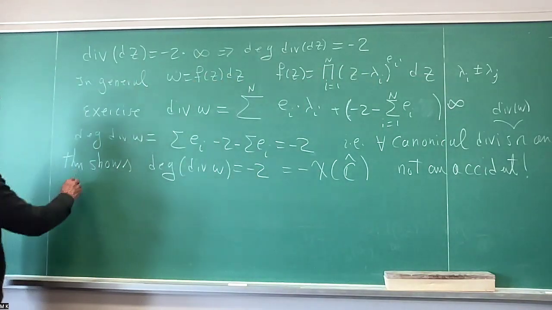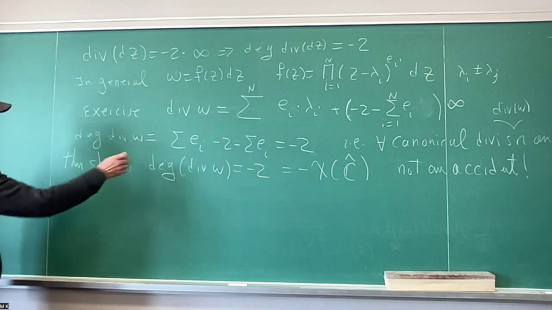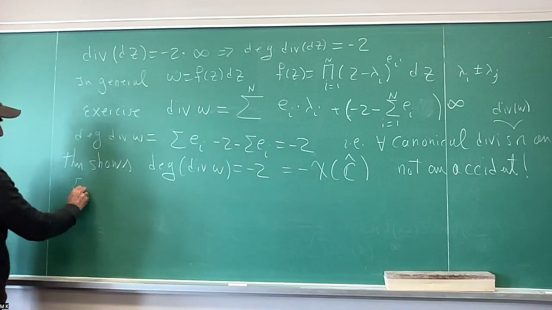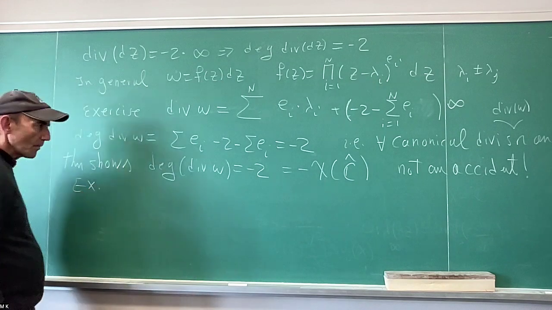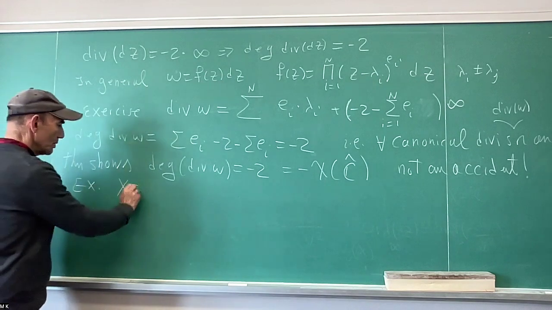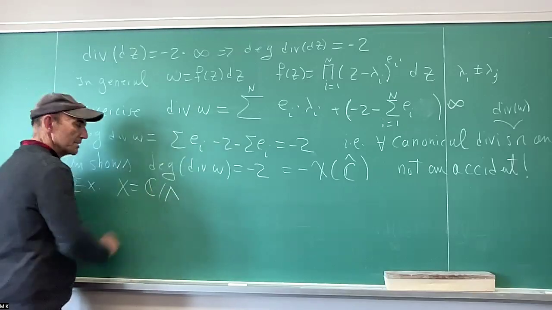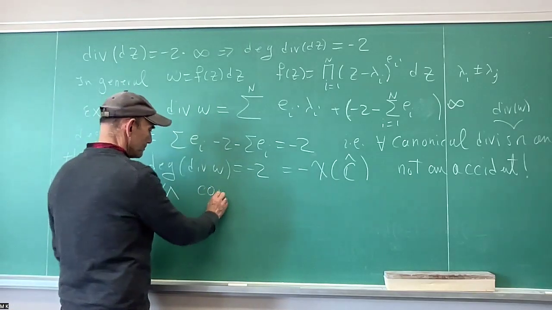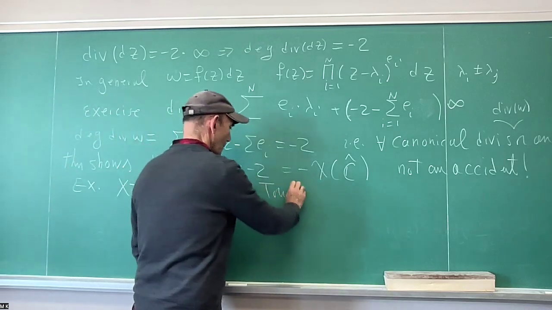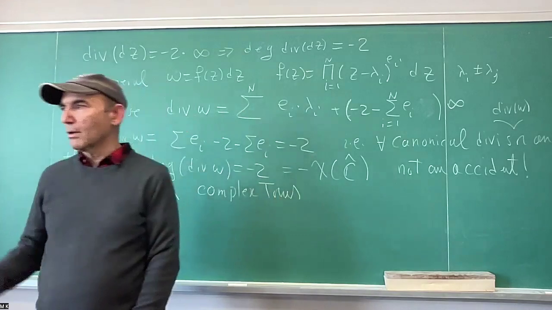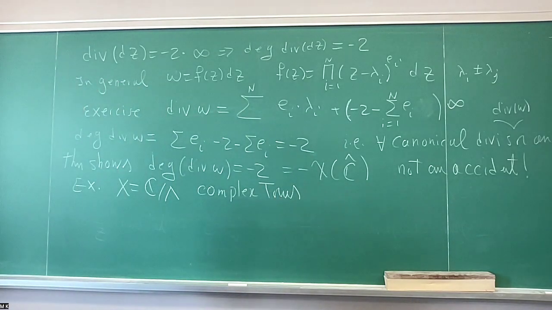So now let's look at another example. Check this conjecture. Another example. Let's take x equal to C over lambda. This is the complex torus. Now, can you give me a canonical divisor on the complex torus?